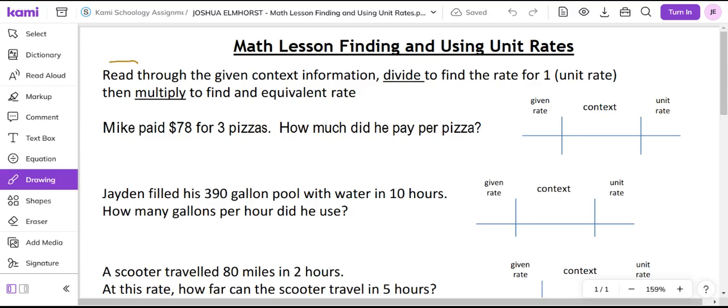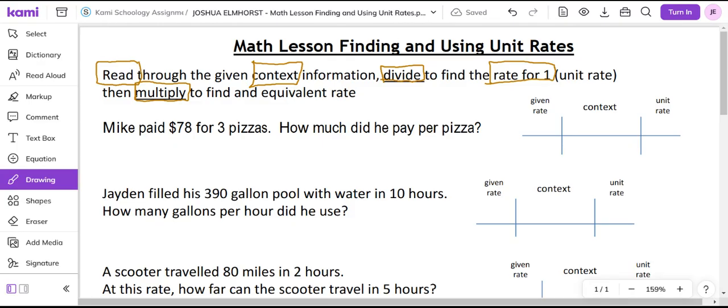So the thing that we want to focus on is reading through the context, the problem situation. Go ahead and put a box around those words, please. So we're going to focus on reading the context information. And then when we get to the solving, we're going to divide to find the rate. But if the unit rate, we're going to divide to find the unit. And then we're going to multiply by the unit rate to find an equivalent rate.